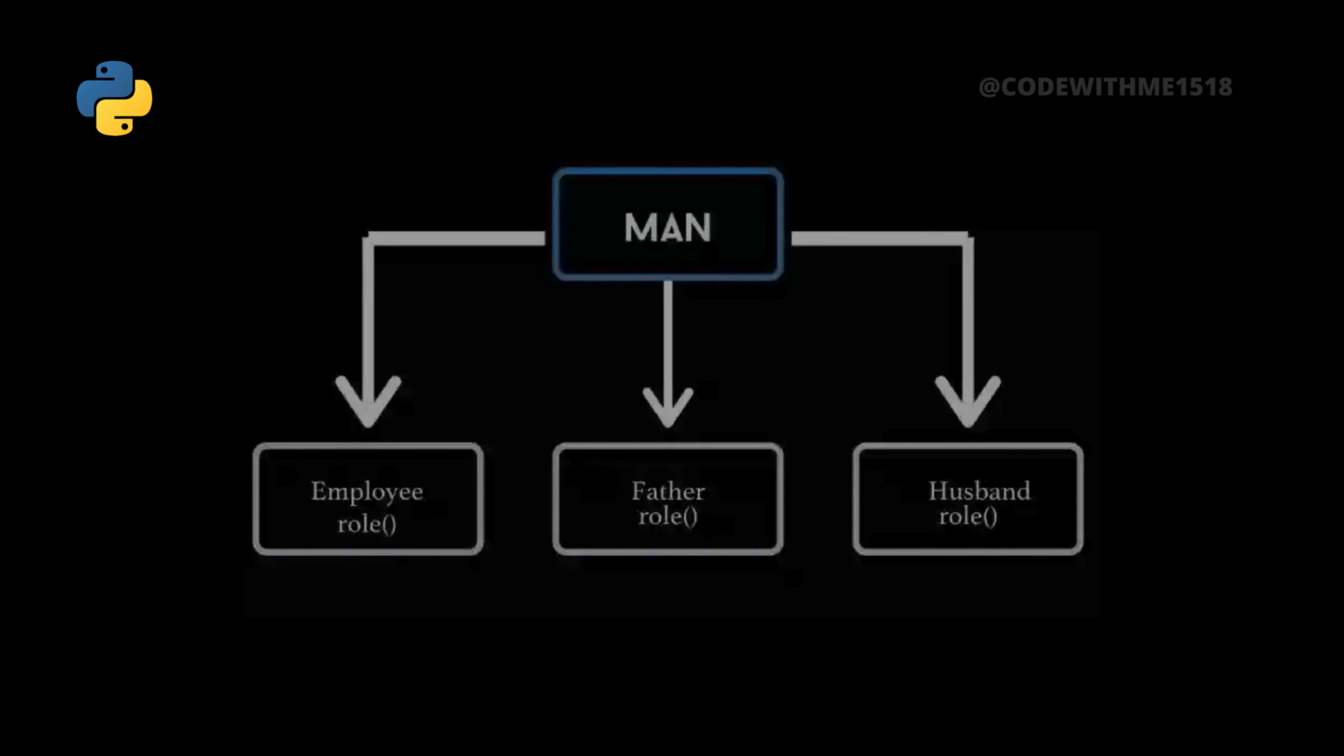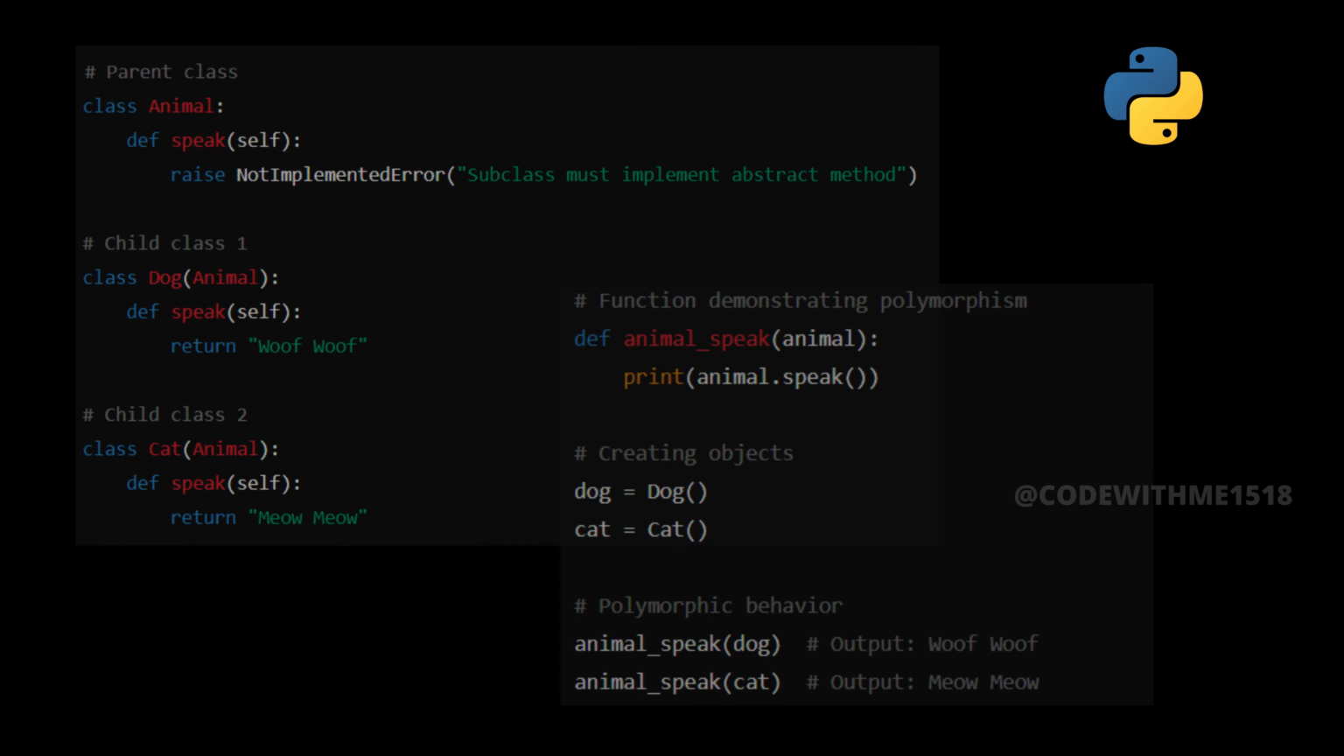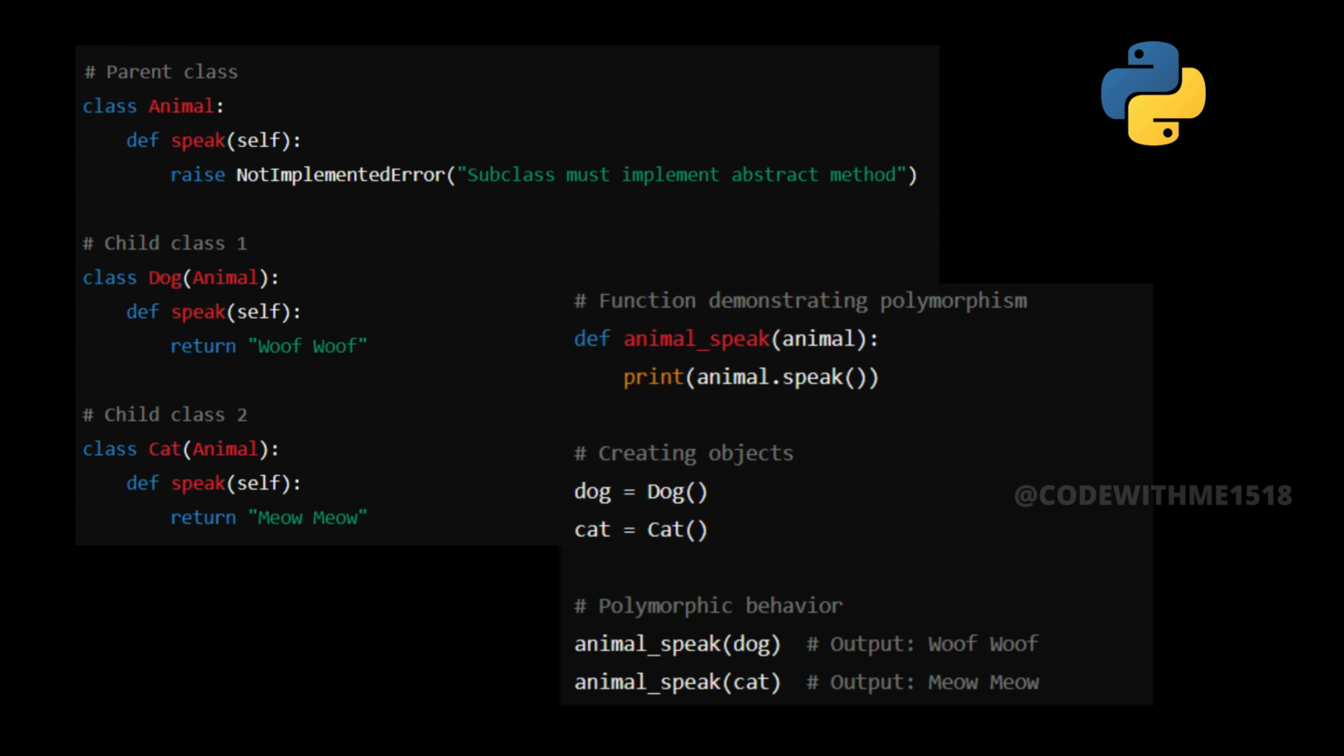Polymorphism allows objects of different classes to be treated as objects of a common superclass. It's a key concept in OOP that promotes flexibility and reusability. Here's an example of polymorphism and method overriding. In this example, both dog and cat classes override the speak method from the animal class. The animal_speak function demonstrates polymorphism by calling the speak method on different objects, producing different outputs based on the object type.